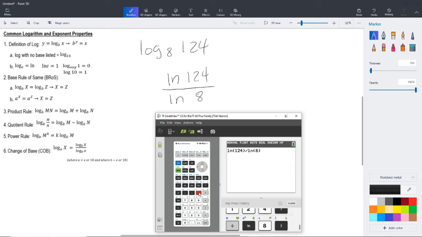If you don't end the parenthesis, you're not going to get the right answer, because your calculator is going to try to take 124 divided by the natural log of 8 all at once, versus taking the natural log of 124 and dividing it by the natural log of 8. Hit enter, equals, and it gives us the answer, 2.318.